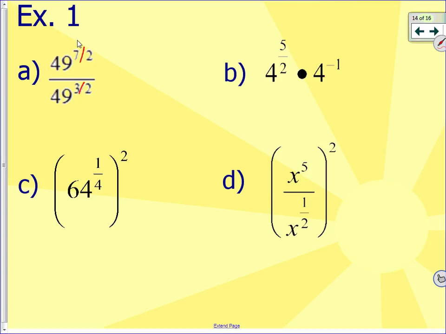So notice for number 1, both of these have the same base. They both have a base of 49, and they're being divided. So DJ, if they're being divided, what do we do with the exponents? We subtract them. Yeah, and so what do I get if I subtract 7 halves and 3 halves? 4 halves. Or just 2. And so you can leave your answer as 49 squared, or you could calculate it. My general rule is if I can't do it in my head, or if it gets way bigger by doing it, I just leave it alone.